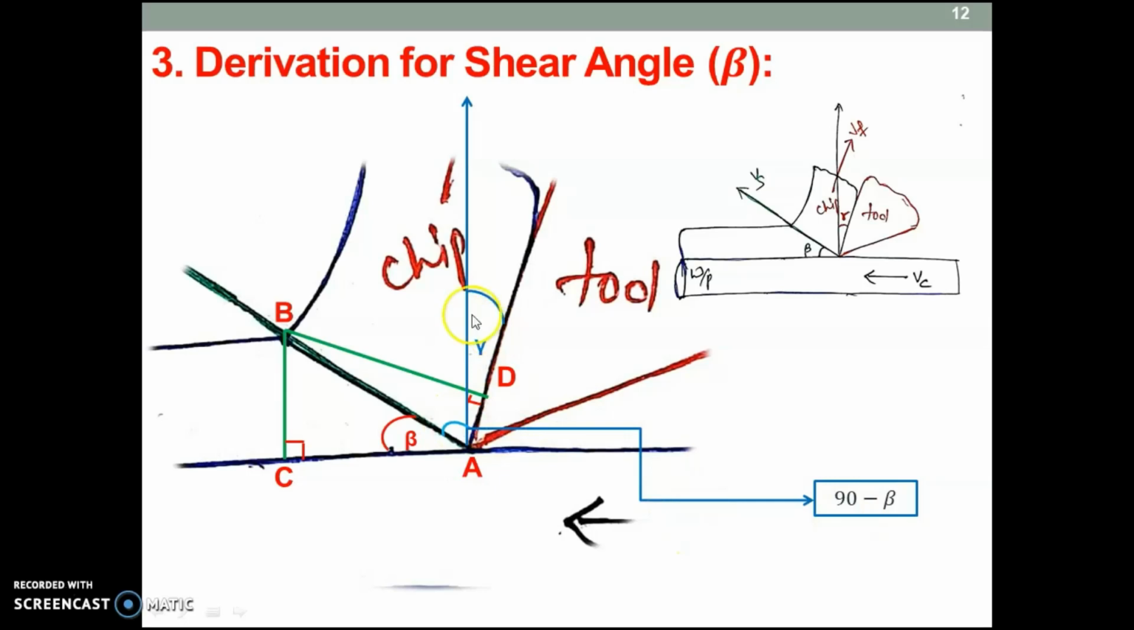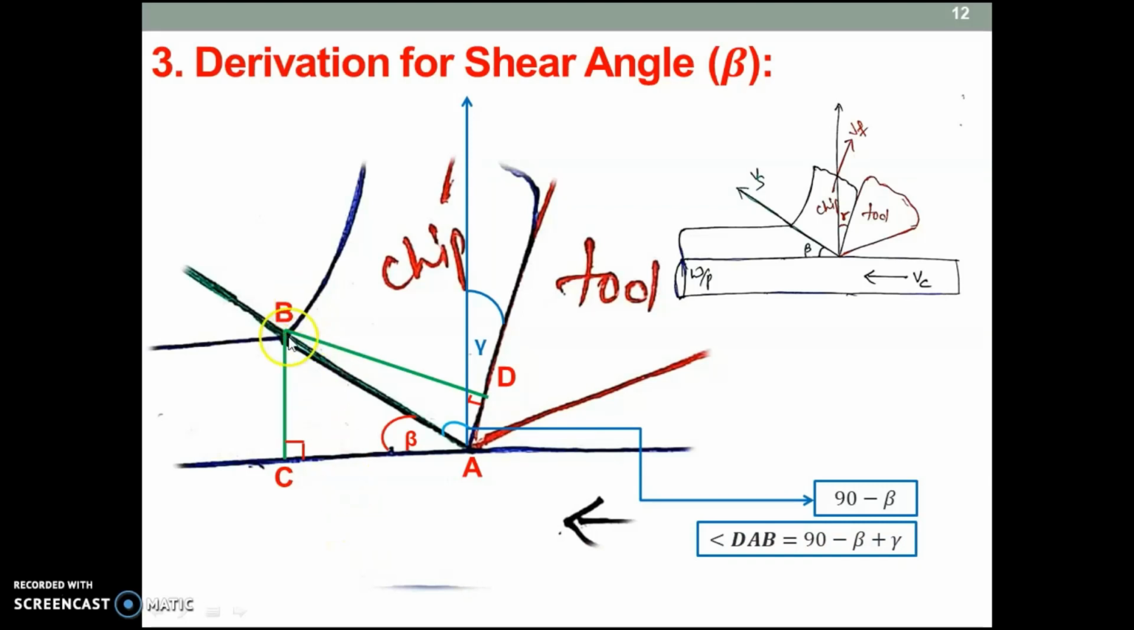And what about the small one? That is gamma, which you can already see here. So the total angle is angle DAB. DAB is how much? 90 minus beta plus gamma. Angle DAB is 90 minus beta plus gamma.